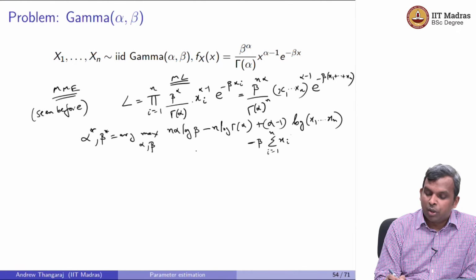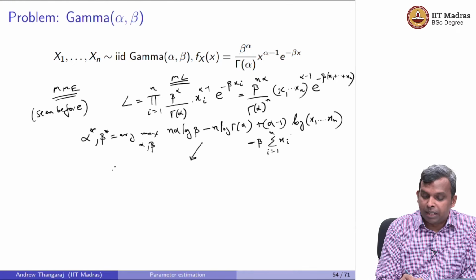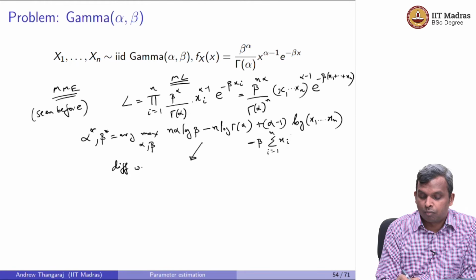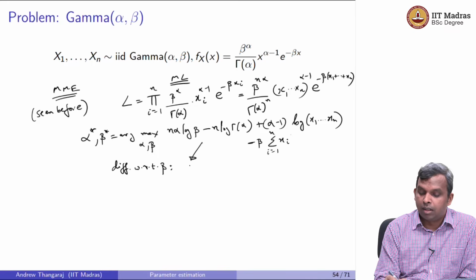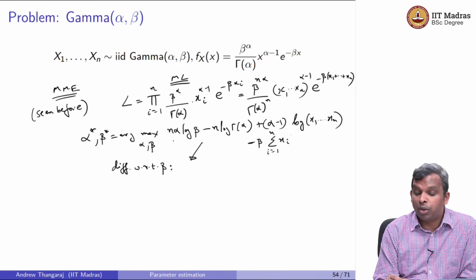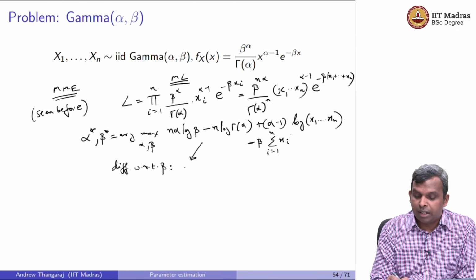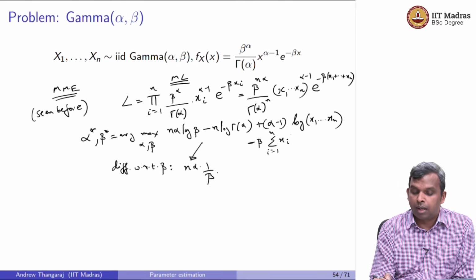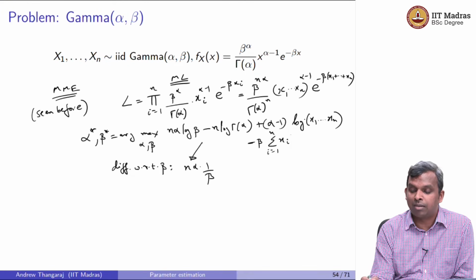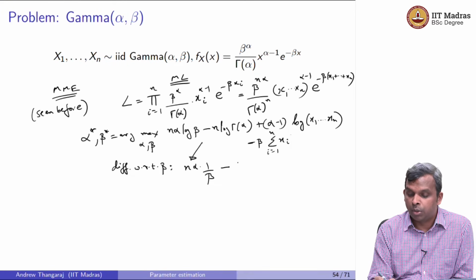So now I am going to differentiate with respect to beta. Remember when you do that, you can treat alpha as a constant. So it's n alpha times 1 by beta. Alpha as a constant, so this term will go away, and that term will go away. Here you will get minus summation i equals 1 to n x_i equals 0.